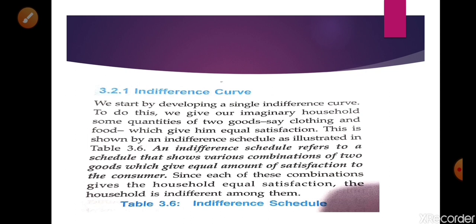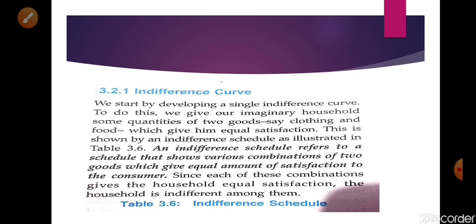I have already explained that an indifference curve shows the different combinations of two goods that yield the same level of utility or satisfaction to a consumer. For example, you have two goods X and Y, and different combinations of these two goods, maybe A, B, C, D, and these combinations are on the same line. This line is known as the indifference curve. All the combinations of these two goods X and Y on this line have the same level of satisfaction.